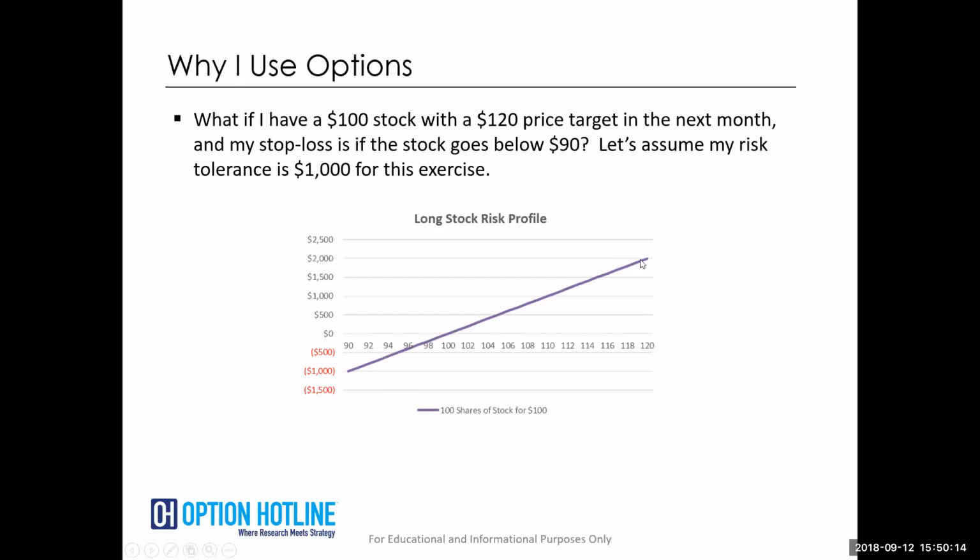It's a pretty easy linear graph here, right? It's just the stock P&L. If the stock sits at $100, I break even. If it goes up by $20, I make $2,000. And if it goes down to 90, I lose my $1,000. That's my risk tolerance. So I've set my stop loss, $90. I've set my profit target, $120. I do my total risk and say, okay, well, I'm willing to lose $1,000, so I can go buy 100 shares. So in my case, I've set my whole parameter for my trade.